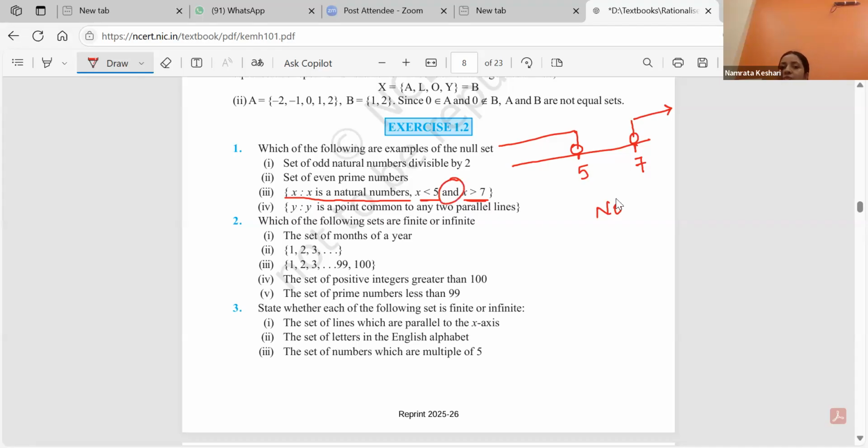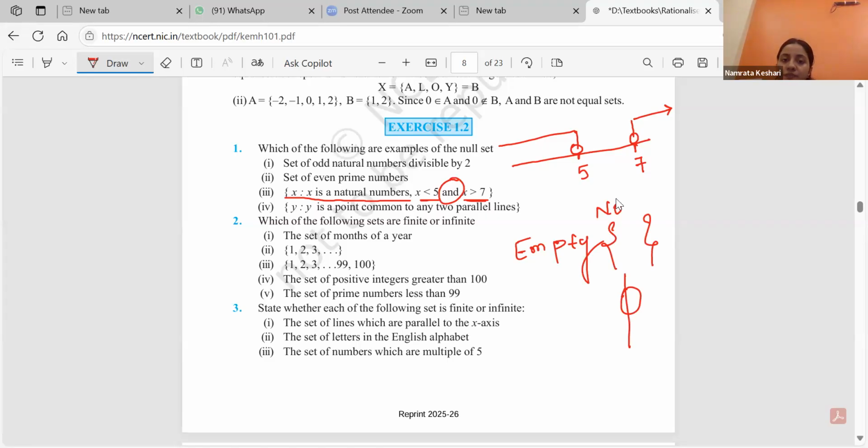So "and" means common region, and here we don't have a common region. Either you understand it this way, or you understand that there is no number which can be smaller than 5 and at the same time bigger than 7. Hence this one is an empty set. In this set, we won't have any number. This is the null set. We represent it like this or by using the symbol.